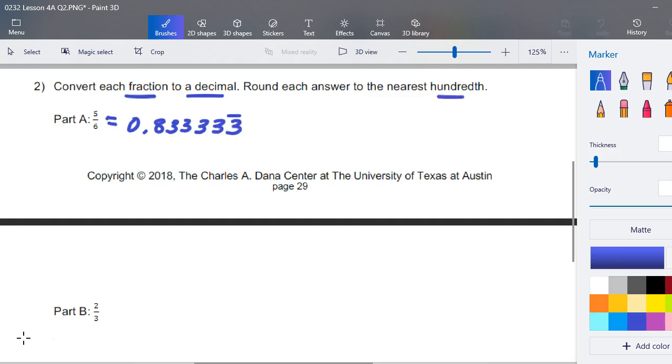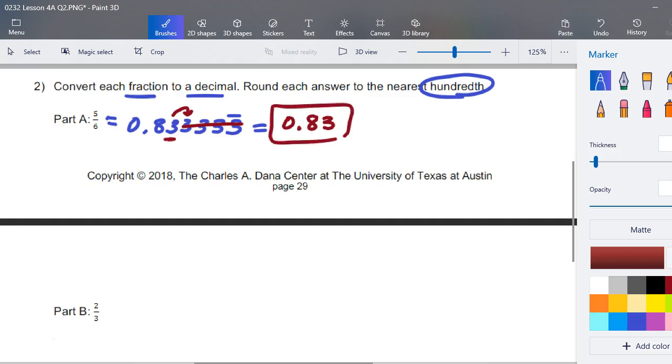I get more directions that ask me to round this to the nearest hundredth. Rounding means, if it's hundredths, this is the hundredths place value. I'm going to look immediately to its right. The 3 tells me that my 3 is going to stay where it is. Everyone else will get dropped off. And our final answer, 5/6 written as a decimal, is 83 hundredths.